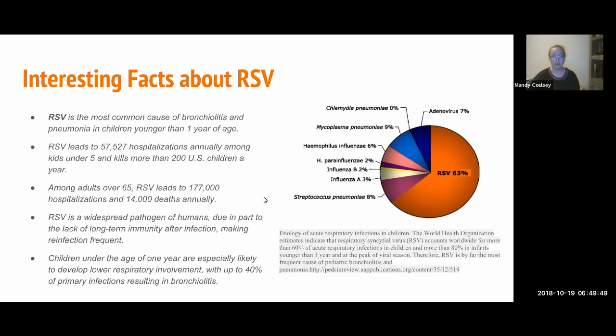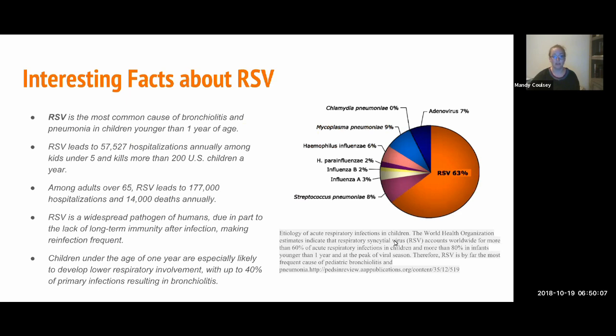It's the most common cause of bronchiolitis and pneumonia in babies under the age of 1, as you can see in the graphic on the right. It leads to over 57,000 hospitalizations and 200 deaths in young children each year in the U.S. It's even more deadly in the elderly, causing 14,000 deaths annually.